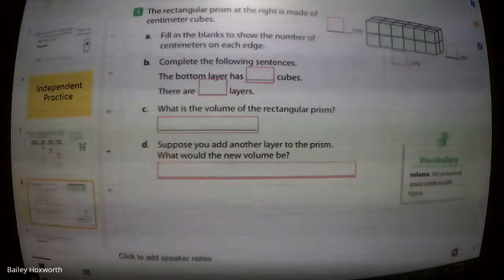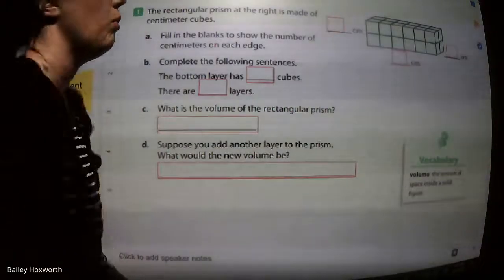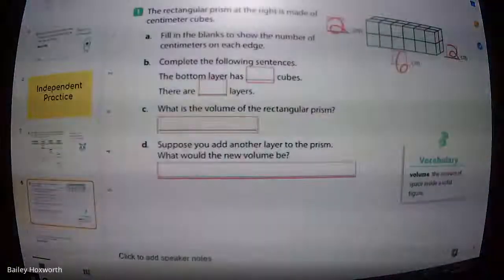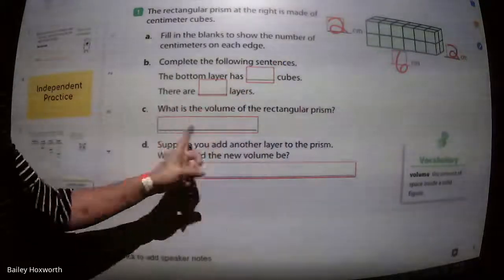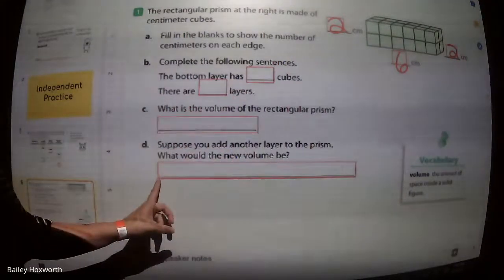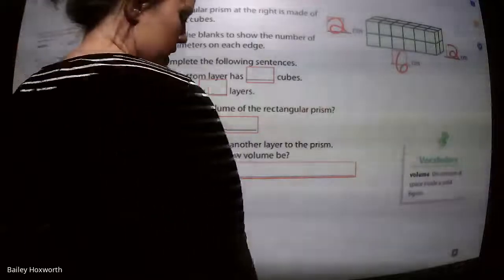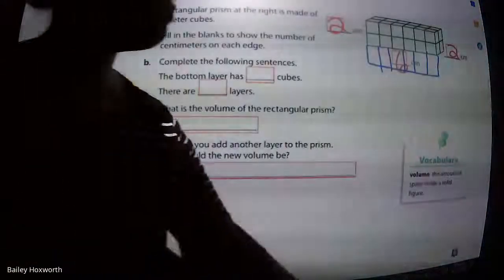Next one, same as yesterday. What is the length? 1, 2, 3, 4, 5, 6. What is the height? What is the width? So you filled in those numbers. Now, how many layers are there? What is the volume? Suppose you add another layer. Remember yesterday we drew a new layer on? And it wants to know how that changes the volume.